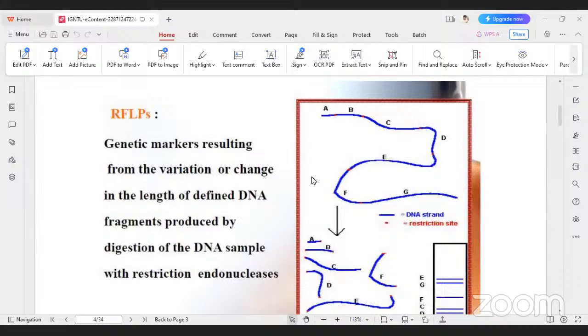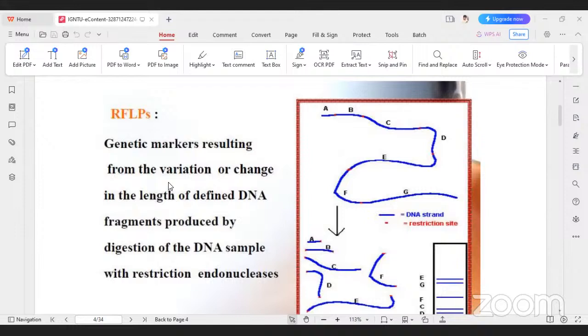RFLP genetic markers. RFLP is actually a piece of DNA that is cut from a larger DNA molecule by a restriction enzyme. It is a type of polymorphism that results from variation in the DNA sequence recognized by restriction enzymes. So the genetic marker results from variation or change in the length of defined DNA fragments produced by digestion of the DNA sample.